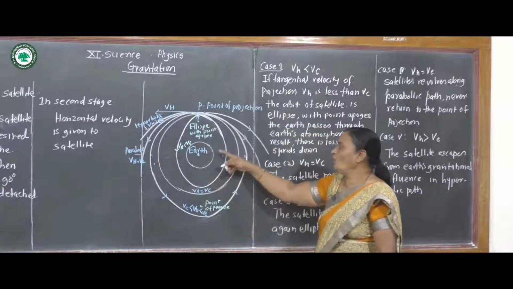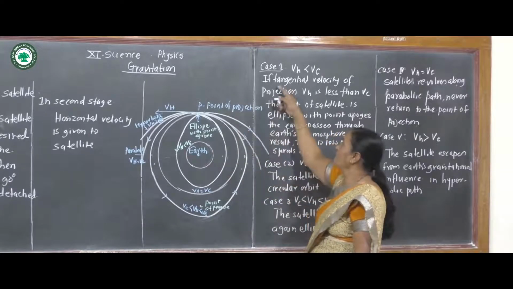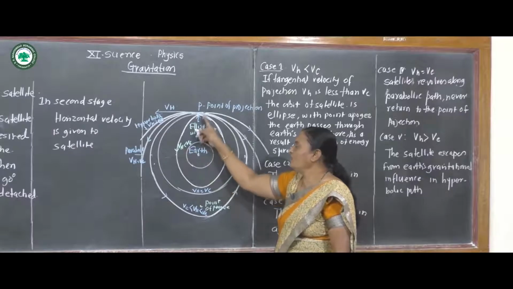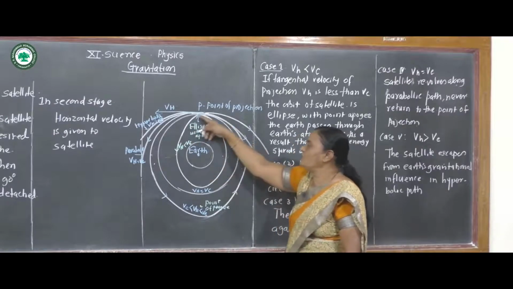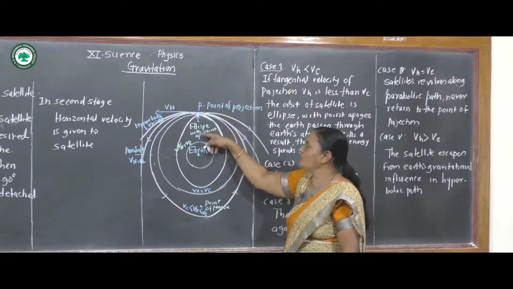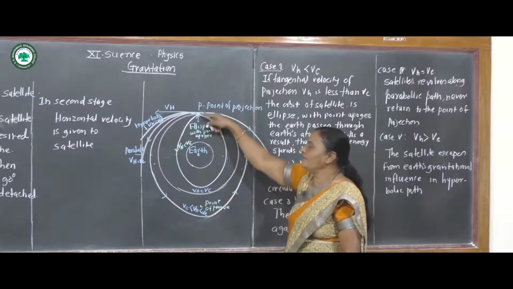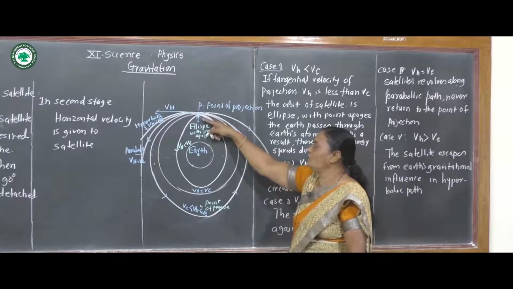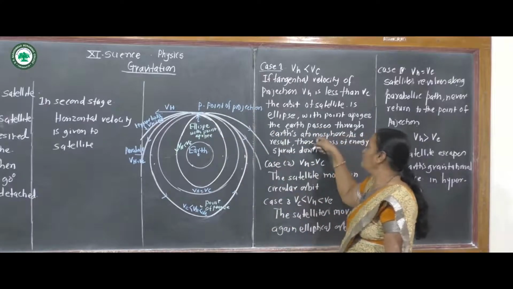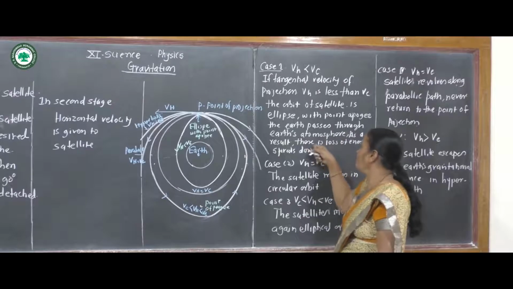See again, in the first case, if the tangential velocity is less than critical velocity, then the satellite moves in an elliptical orbit where the point of projection is at apogee, that is the farthest from the Earth's surface, and the satellite is in the atmosphere. As a result there is a loss of energy and the satellite spirals down.